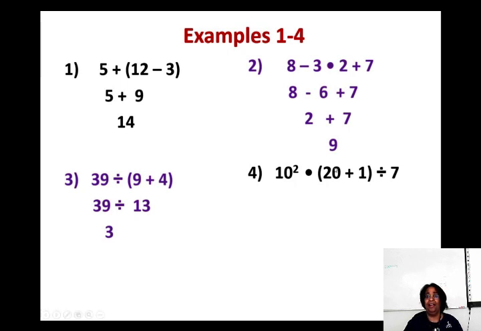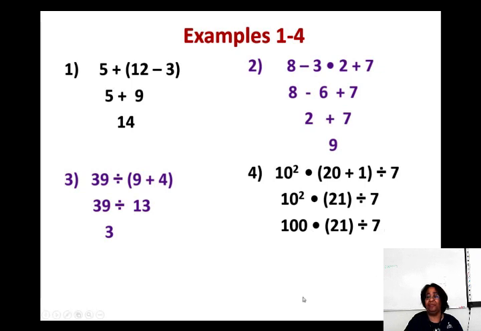Take the parentheses first. So I keep the 10 squared times the 21. I did 20 plus 1 inside the parentheses first. And then I do what? The 10 to the second power. 10 squared is 100, so that's 10 times 10. Times 21 divided by 7.